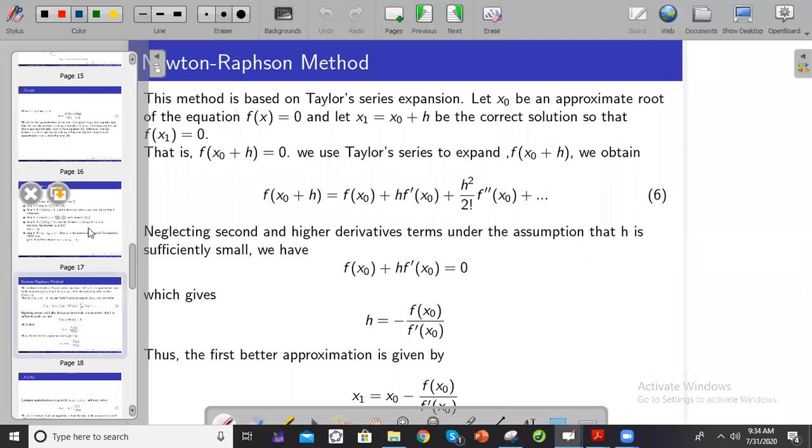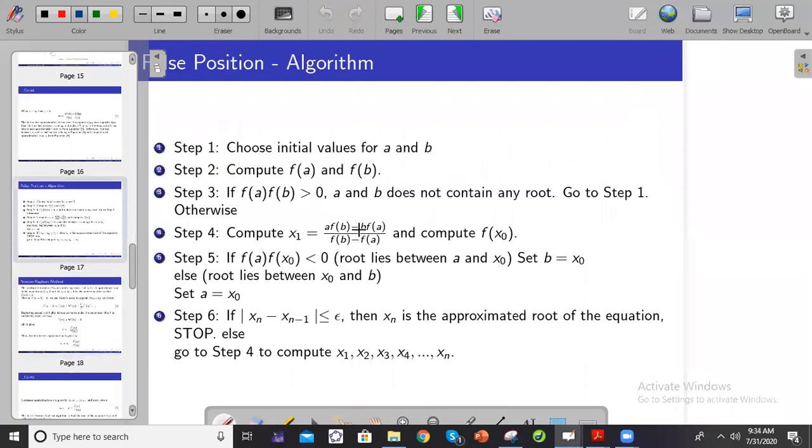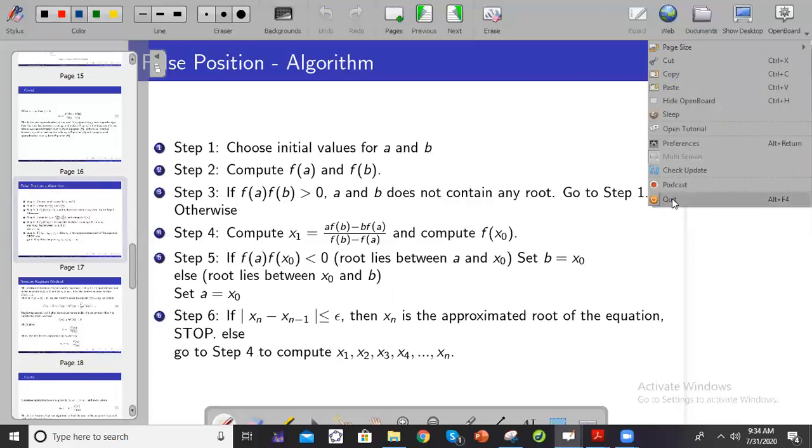ओके, अब हामी प्रब्लममा जान्छौं. So everyone know, what is the roots formula from bisection method? Initially we have a and b. Okay, x naught is the first approximate solution: a times f(b) minus b times f(a) over f(b) minus f(a). Okay.